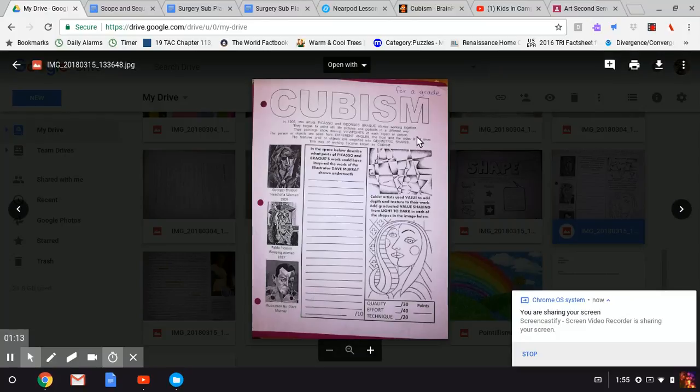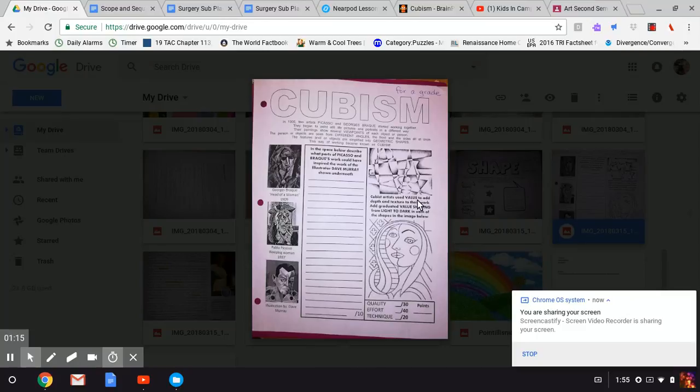And that's what you see over here. This goes into value. You see the word value right there, and that's our next element. So we're going to talk about Cubism with shape, and then we're going to finish it up when we talk about value.